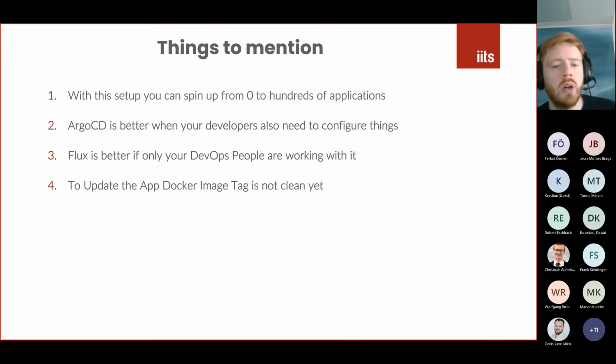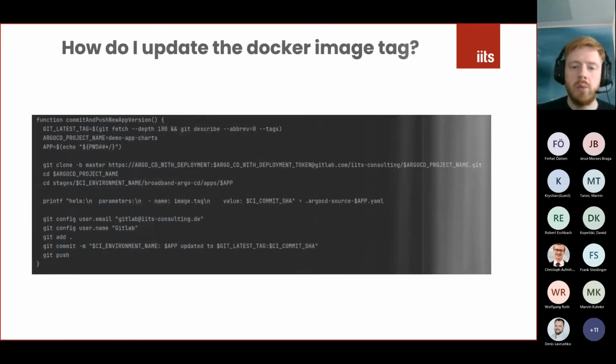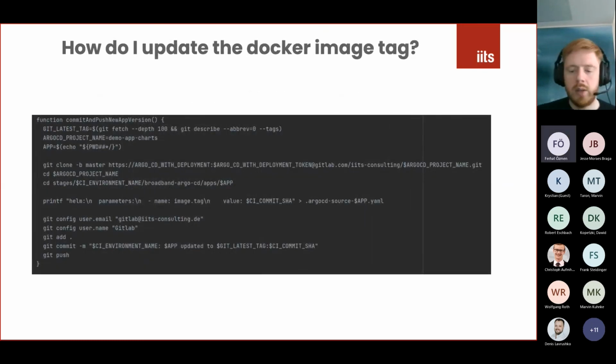Updating the app Docker image tag is not clean yet, in my opinion, because I really hated that we need to check out this project. This is this part here. We need to check out the global project. So you have a dependency on this repository, which contains all the Git hashes and the deployment information. This is currently what I don't like.